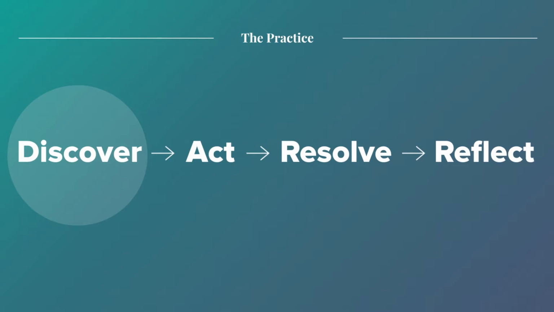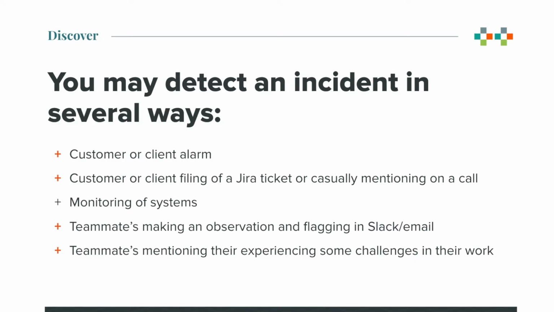So let's begin with discover. You may detect an incident in several ways. Your customer or client could sound the alarm, and this is certainly never the most optimal way of learning about an incident. Your customer or client may file a JIRA ticket or casually mention this on a call. They may not understand or fully recognize the impact of the incident, and they may just talk about it as regular work. You want to ask more probing questions to learn and detect really if there's an incident underlying there.